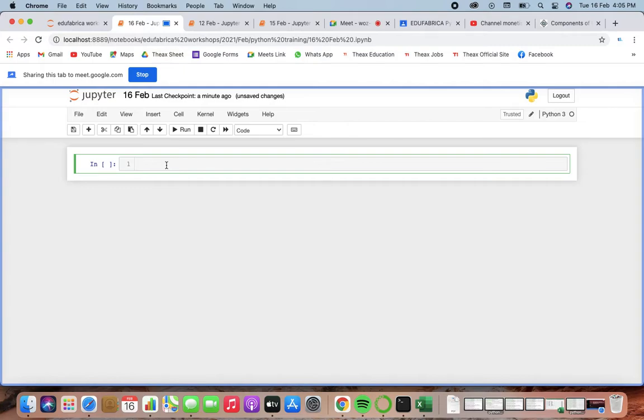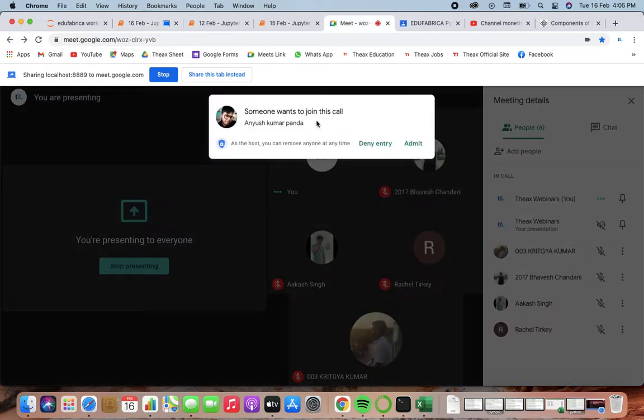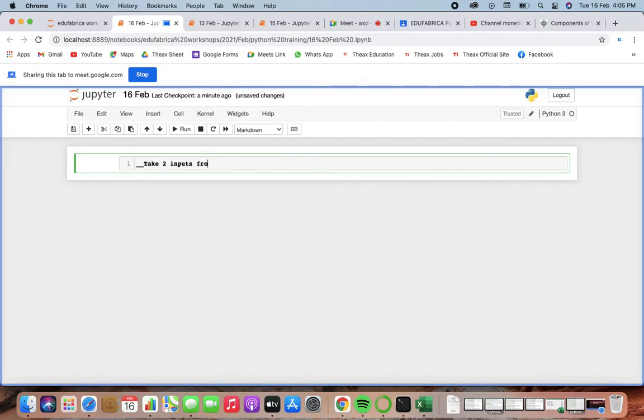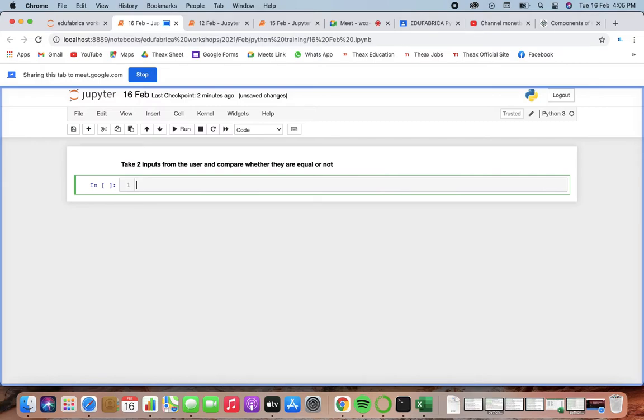Say if I consider a question here: take two inputs from the user and compare whether they are equal or not. Simple question. You have to take two inputs from the user and then compare whether they are equal or not.